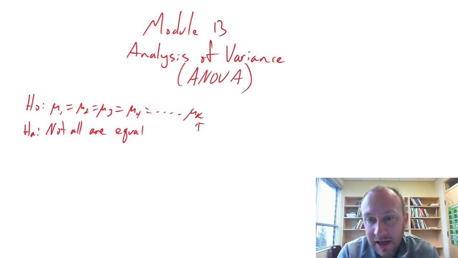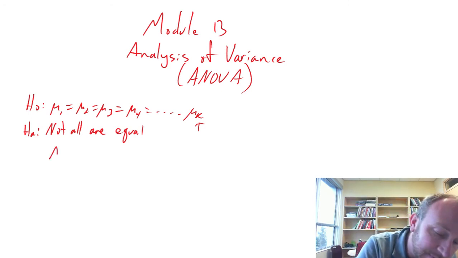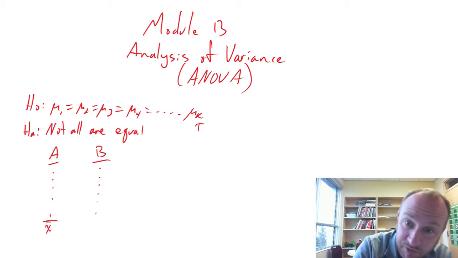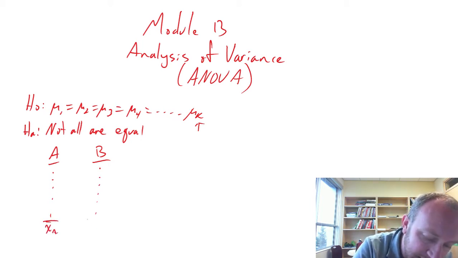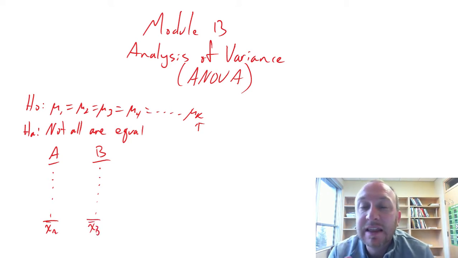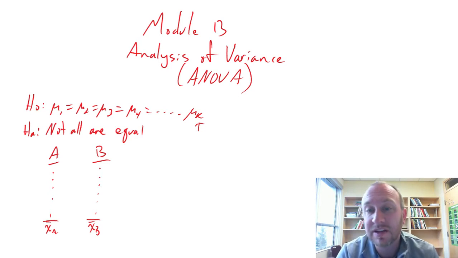In Module 10, we looked at two different methodological approaches to looking at the difference between two means. One was simply two independent random samples, where I had so many observations in each of these different samples, x bar A, x bar B. We had our two sample means, and then we tested for a difference between those two means.